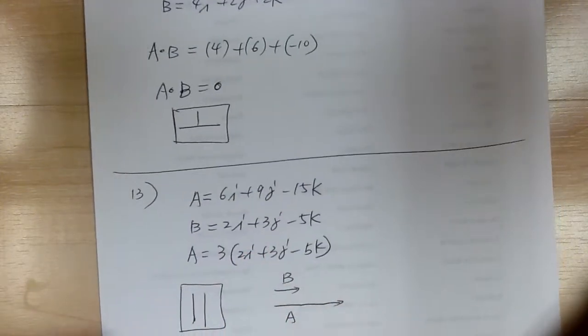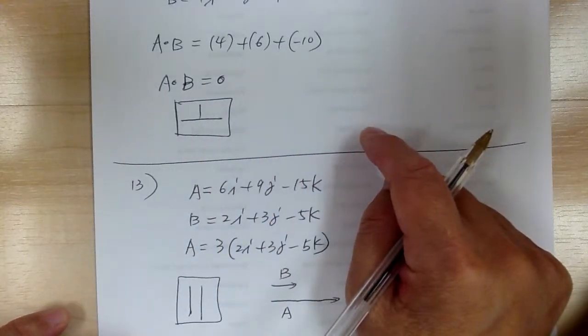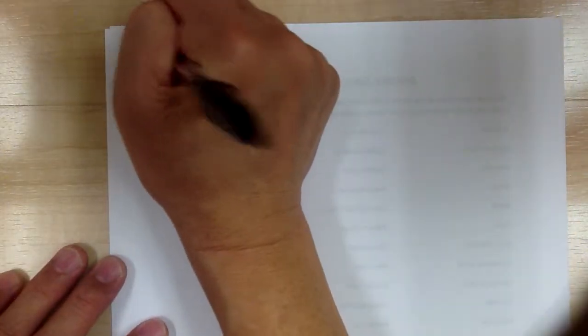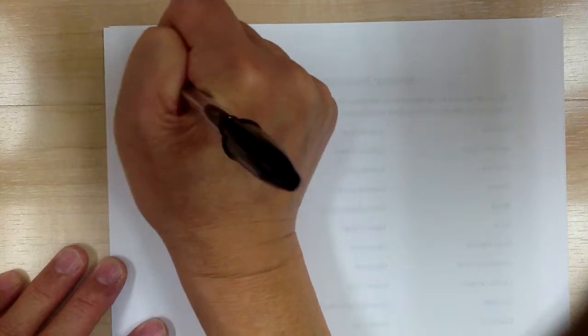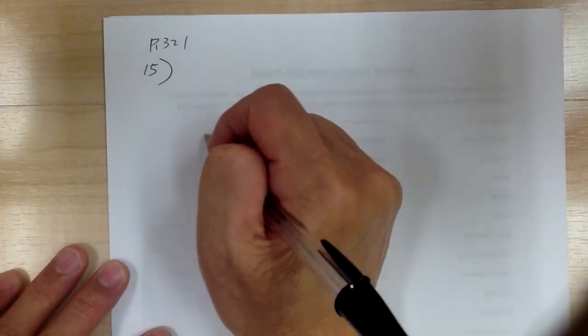Okay, then after that, you check to see if they're perpendicular. A dot B equal to 0, then it's perpendicular. And if it's neither, then it's neither. Okay, let's go to number 15. Okay, number 15, you have a cube.